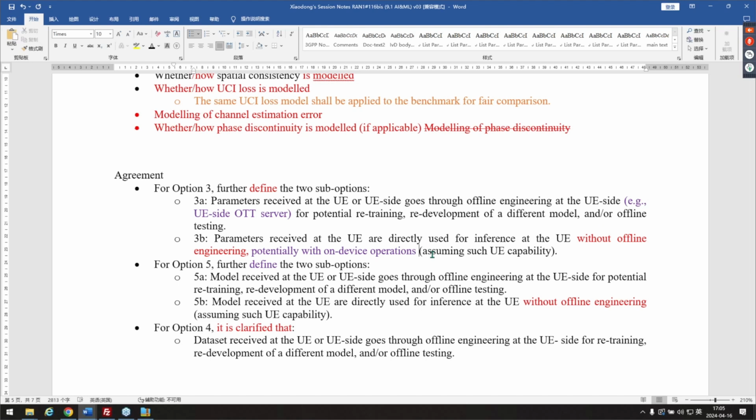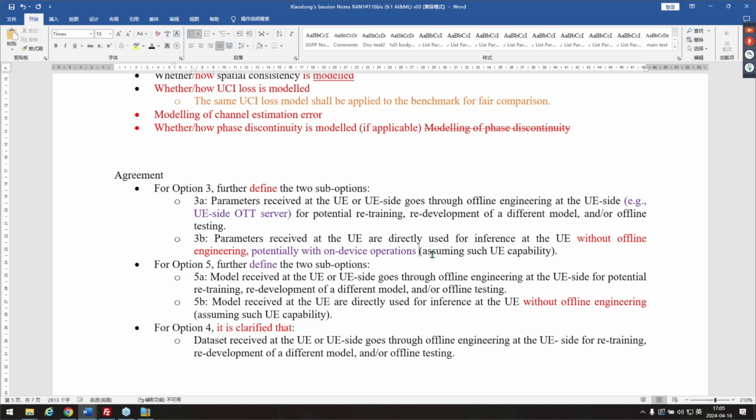But otherwise, the assumption is that, mainly, we are referring to the transfer of the encoder parameters, because the encoder is what's used at the UE, and the expectation is the UE uses them for inference. So that's 3B.